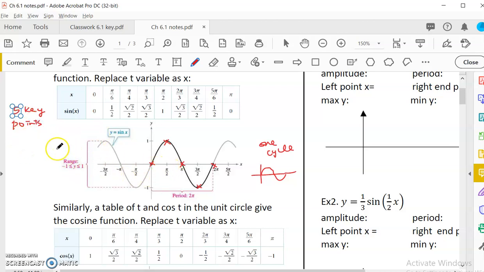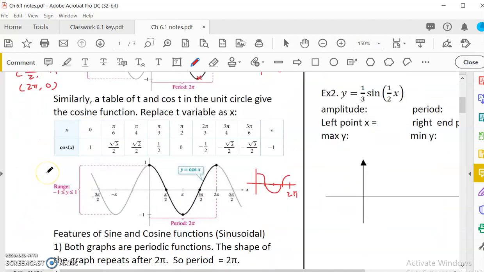So the first one is 0, 0 for sine, right? For sine, the first is 0, 0, and then you go to pi over 2 and 1, right? X is pi over 2, y is 1. And then you go to pi, it becomes back to 0. And then you go to 3 pi over 2, sine goes to -1. And then when x is 2 pi, sine is 0. So these are the 5 key points.